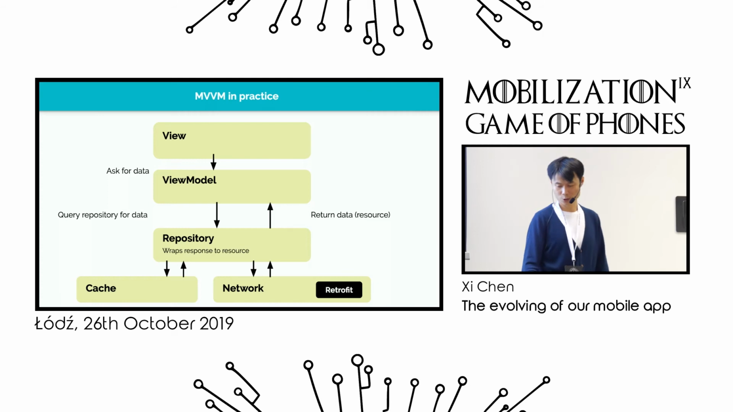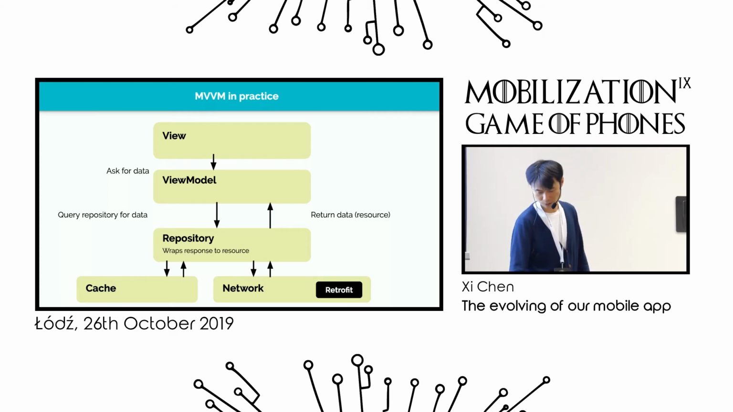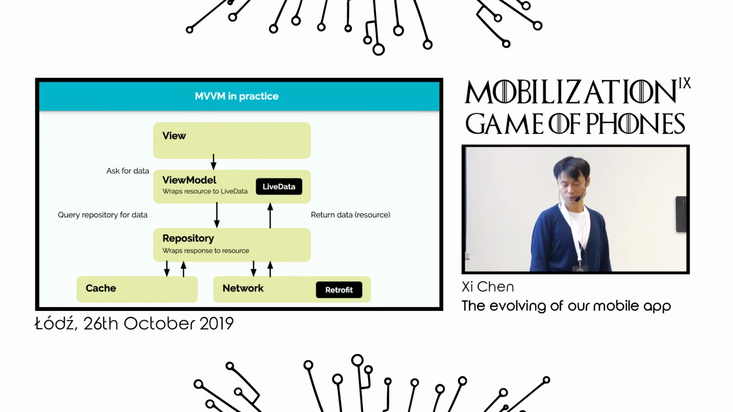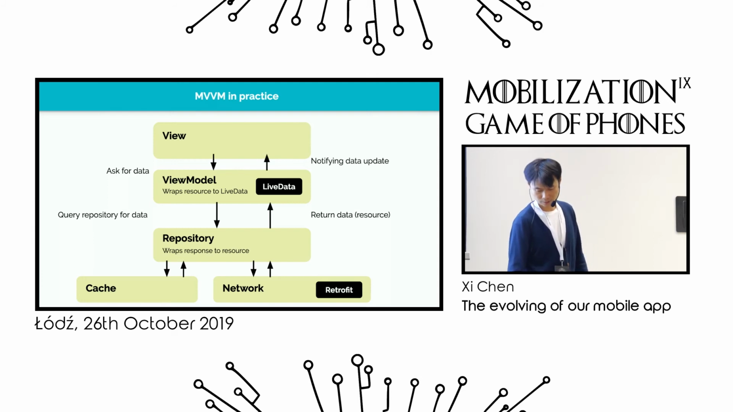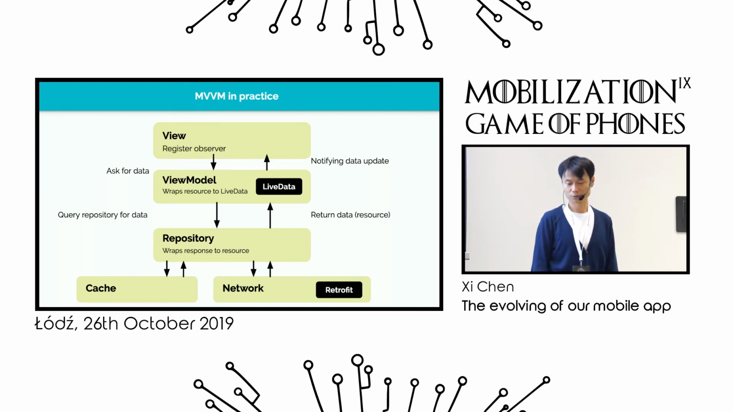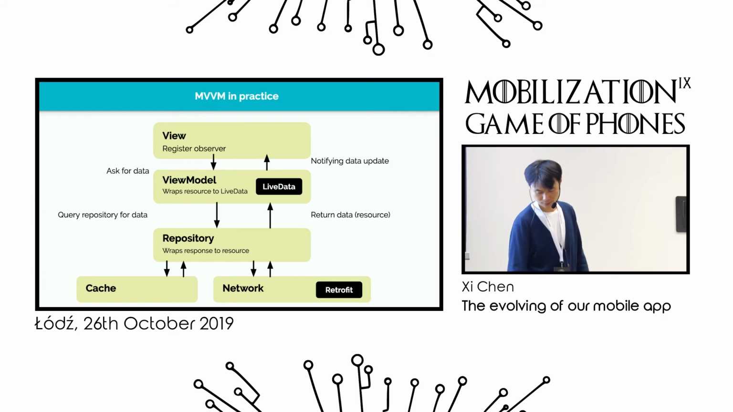And it returns the data. Actually, it returns the Resource back to the ViewModel. And the ViewModel uses LiveData to wrap the Resource, then serves the LiveData as an observable for the view. It can notify the data updates to the view layer, and the view just needs to register an observer on the LiveData. Yeah, two modules.